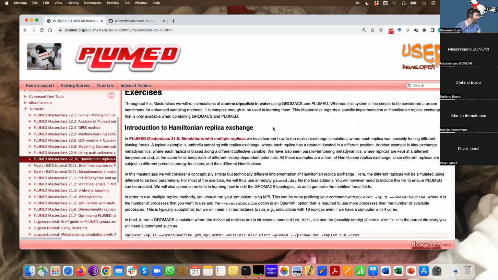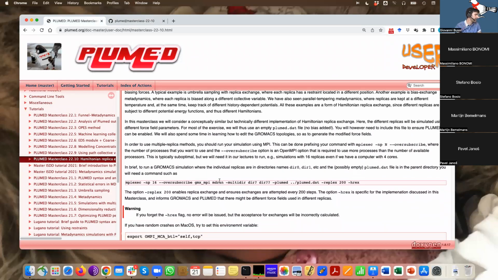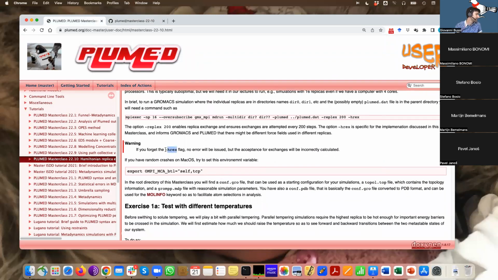So let's see. Here you have some introduction to the method, some explanation about how to run these multi-replica simulations. Very important point, don't forget this -hrex flag. So this -replex 200 is saying, please try an exchange every 200 steps. If you forget the hrex flag, GROMACS will just think that all the topologies are identical and ignore an important contribution to the acceptance. So the result will maybe appear reasonable, but will be incorrect. So don't do that. Remember to add this option.